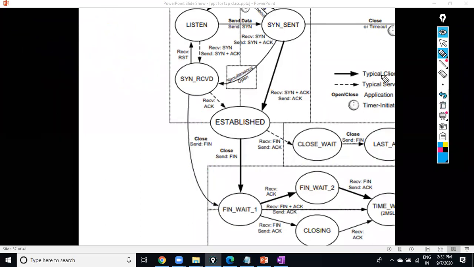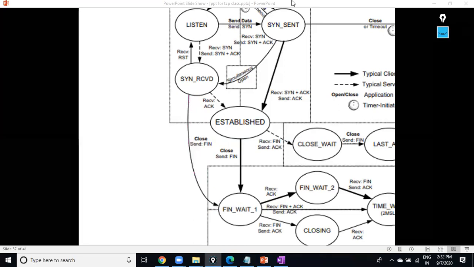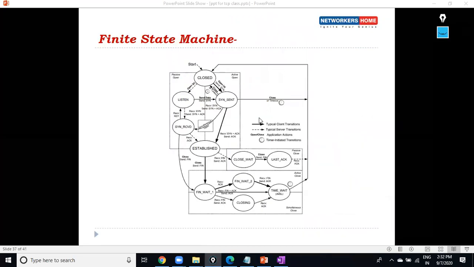In which scenarios do we get the closed, send FIN transition? About this diagram, I haven't checked that much because I didn't get the time yesterday. So please do the R&D on this one concept, in which scenarios we get this particular packet. Otherwise, I'll check it today and tomorrow, then I'll explain.